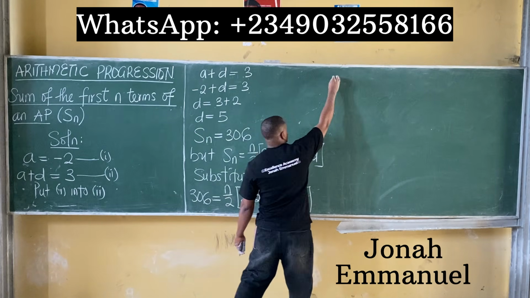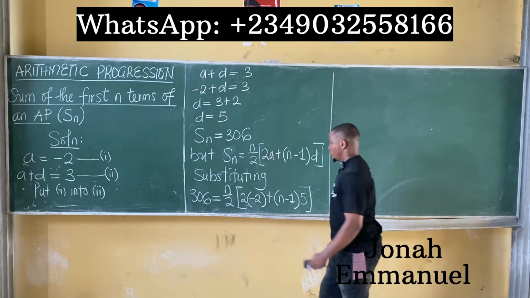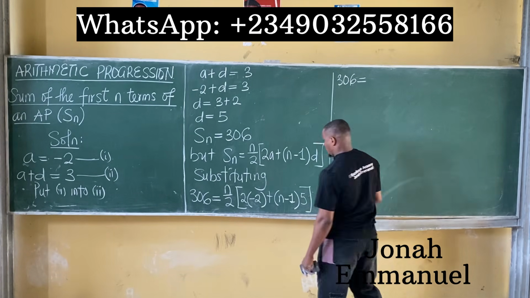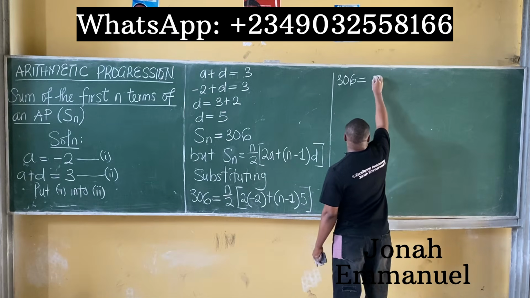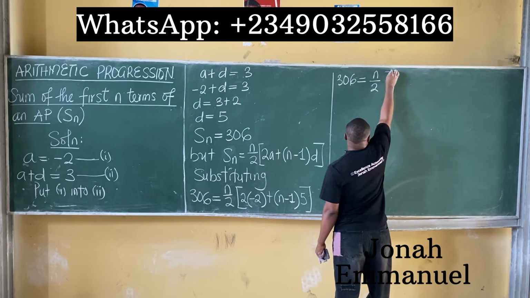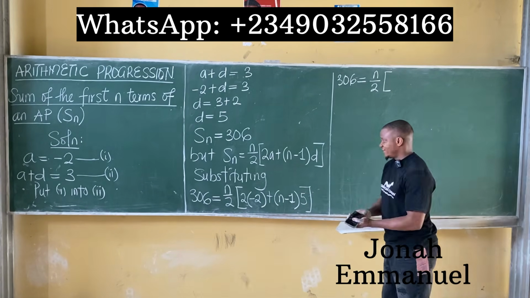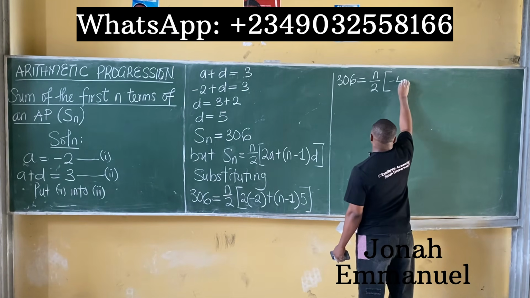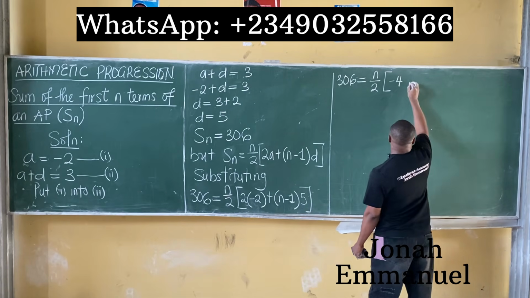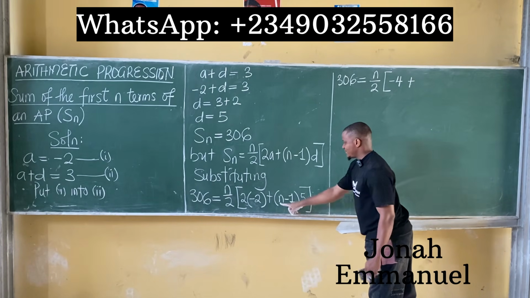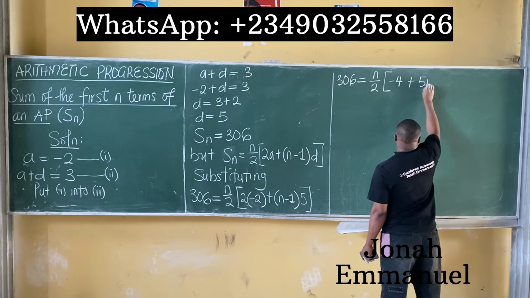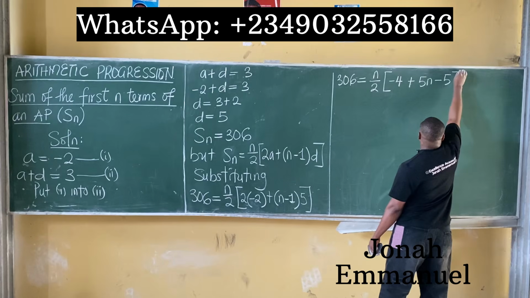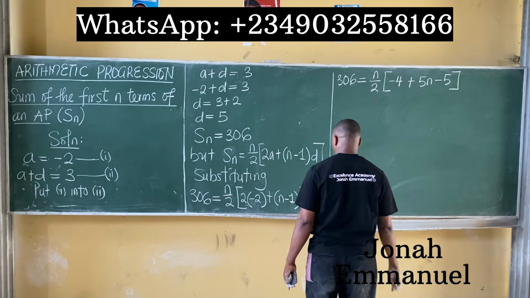Okay? This would give you 306 equal to, let's simplify what we have here. This becomes n over 2 into, simplifying this, you have 2 times minus 2, which gives you minus 4, plus 5 times n gives you 5n, minus 5 times 1 gives you 5. So you have this. All right, let's proceed with this.